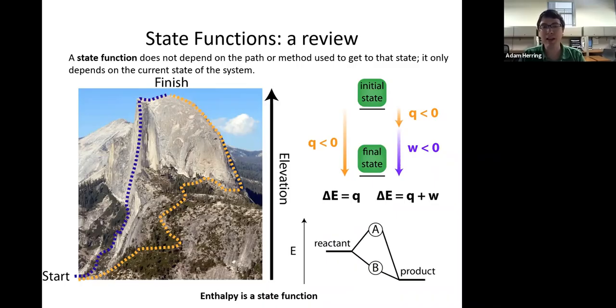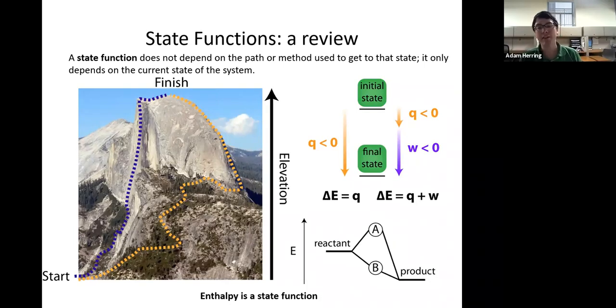An example that we gave is elevation. Your elevation does not depend on whether you hiked straight up the tall face of the mountain or you took the long and winding trail. Your elevation depends only upon your actual location. However, the distance traveled does depend upon the path that you take.